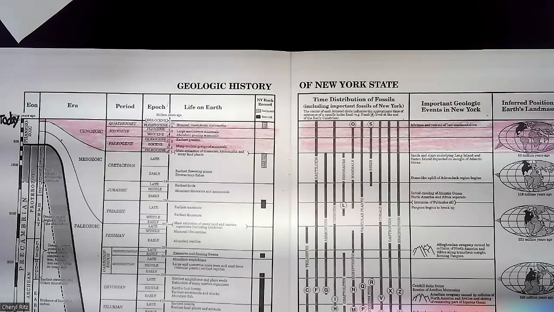This is the era we currently live in. You can see that this era is broken up into 3 periods. We have the Paleogene, the Neogene, and the Quaternary. Each one of those has a fancy name for their epoch. And then life on Earth. Read through the life on Earth for this stuff.